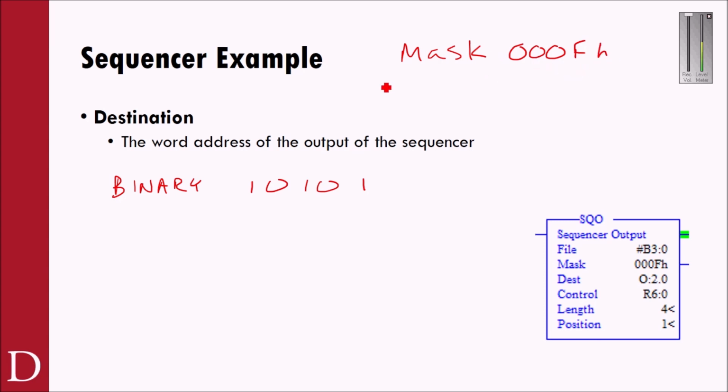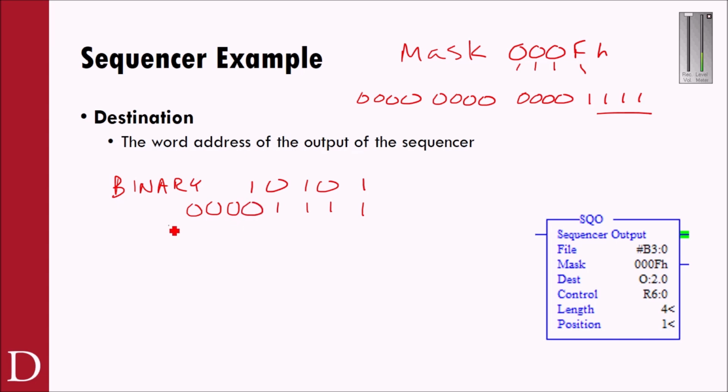That 0, 0, 0, F means I've got 4 zeros for the first one, 4 zeros for the next one, 4 zeros for the next one, and then 1, 1, 1, 1 for the F. So when I mask this, the 1, 1, 1, 1 is this piece here. But for that next area, 0, 0, 0, 0, when I logically AND these two together, I'm going to get a 0 here, because that's what I'm passing through, and I'm only going to get a 1 there and a 1 there. That's exactly what happened.